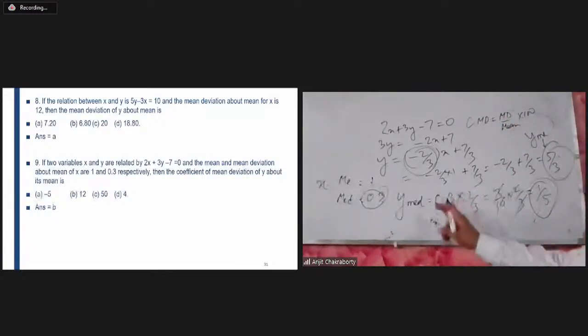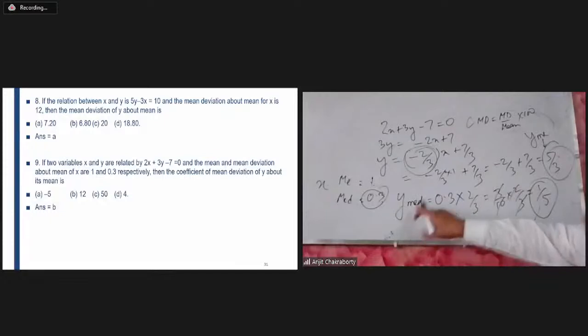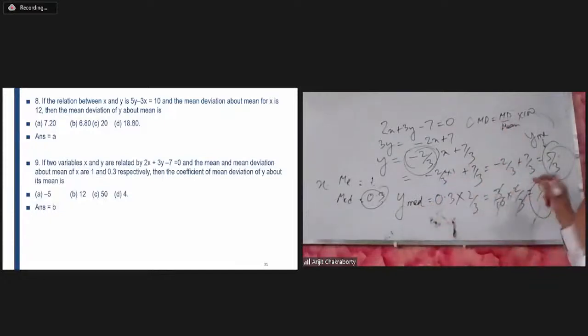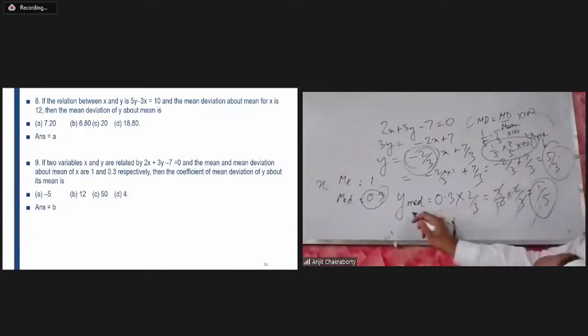Now as per what we have done, y mean deviation is 1 by 5. So I am writing 1 by 5. And we are getting the mean of y as 5 by 3. So this is divided by 5 by 3 into 100. So it is 1 by 5 into 3 by 5 into 100. That is 3 by 25 into 100.